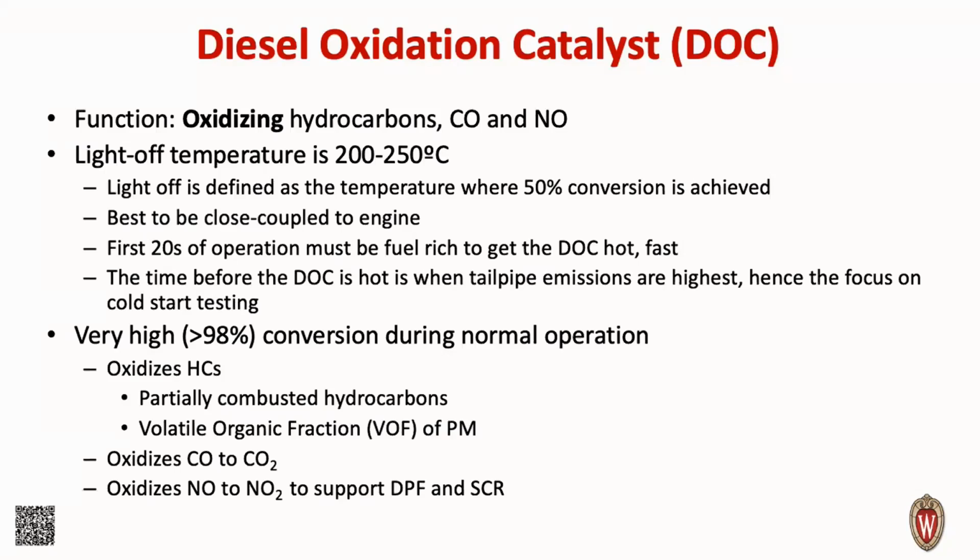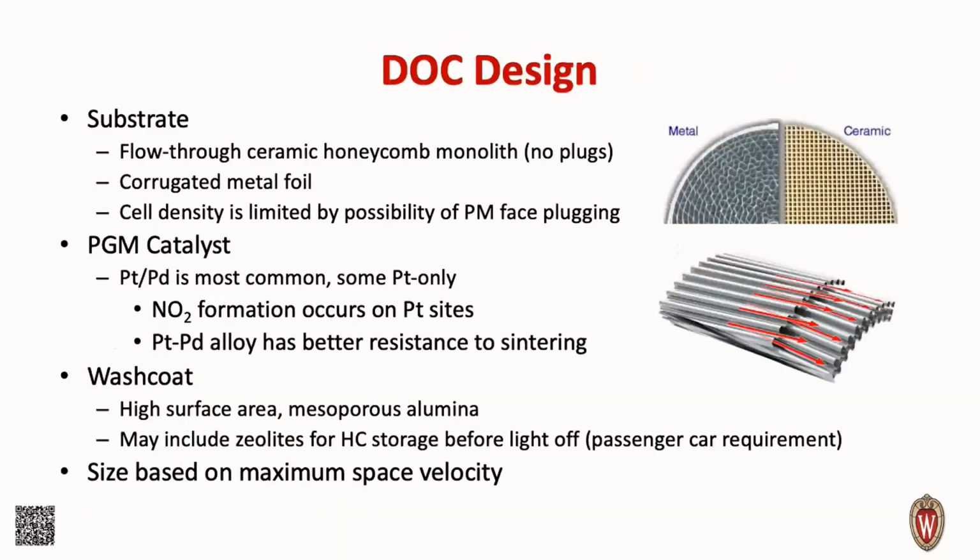For the substrate, the DOC is what's called a flow-through monolith, meaning there are no plugs. So see this, all of these channels, the gas is just going to flow through. So it can be made out of ceramic or corrugated metal. And the cell density, the number of channels you can have here, is limited by the possibility of plugging the face of it with particulate.